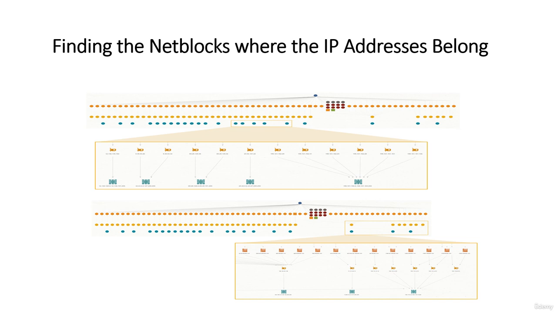From the IP addresses, we next want to find the net blocks that the addresses belong to and determine whether the entire net blocks belong to our target organization. A net block refers to a range of IP addresses that are owned and managed by an internet service provider, meaning ISPs or data centers.